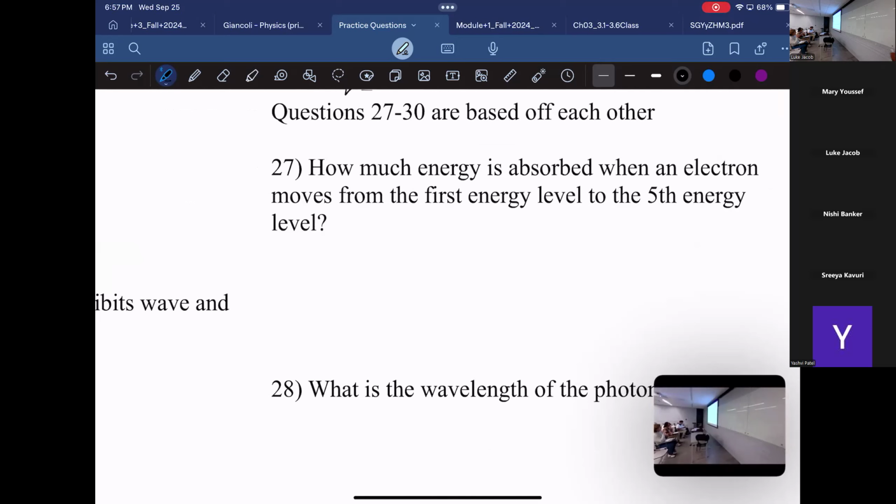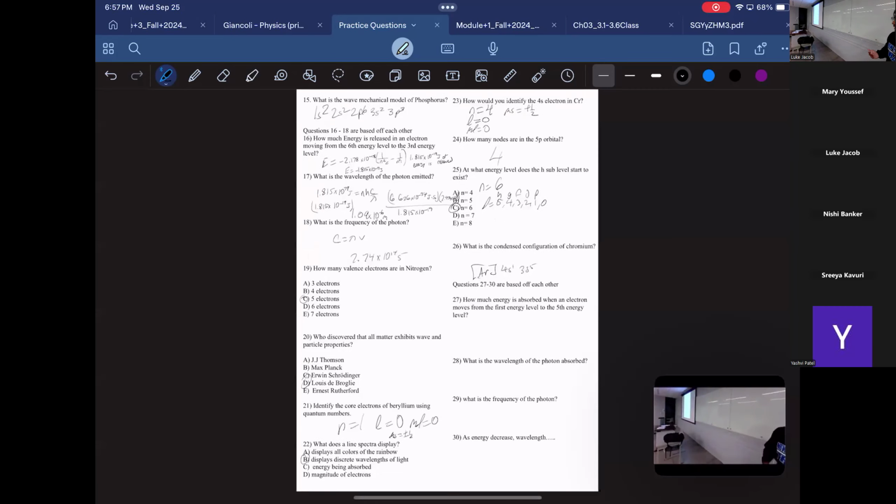Going from first energy to fifth energy. I will go over this. I will just do the problem later for myself and then put it on the answer key, because I don't want you guys to stay that late.